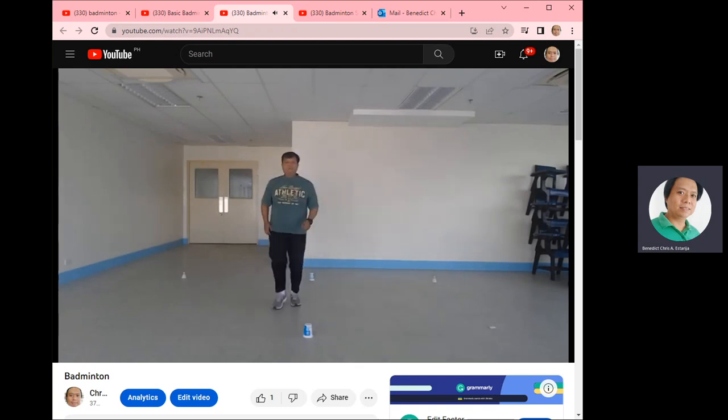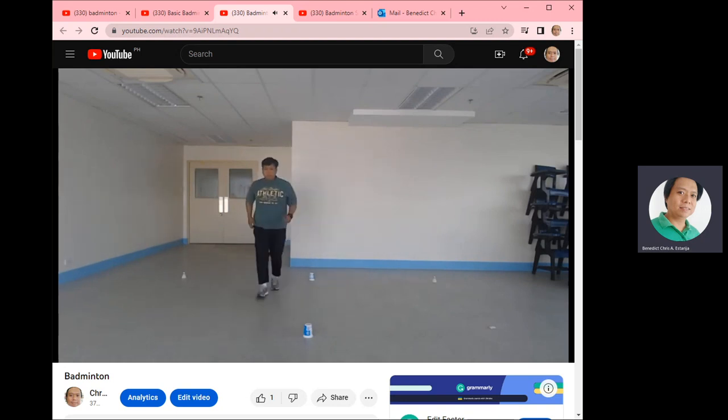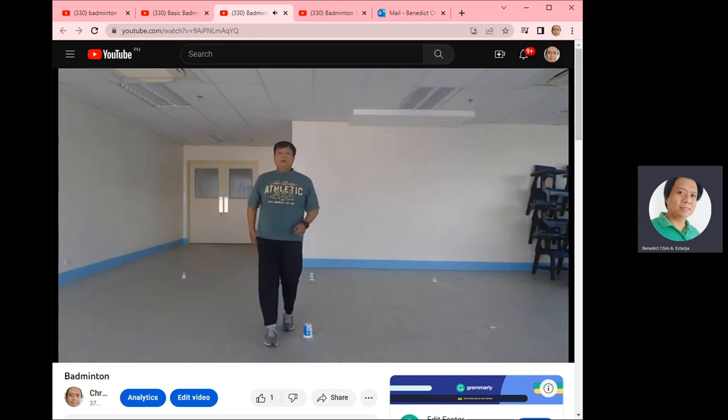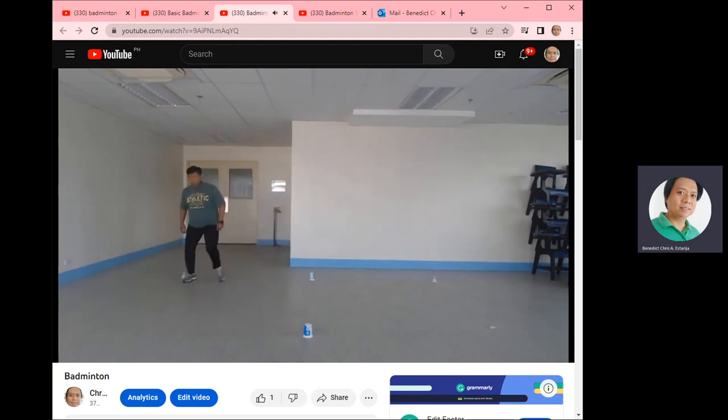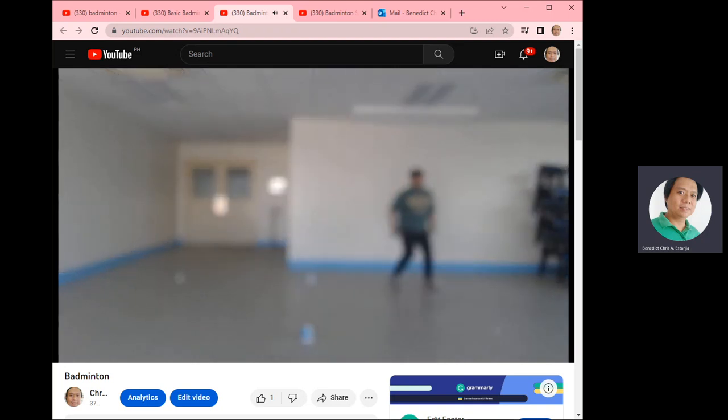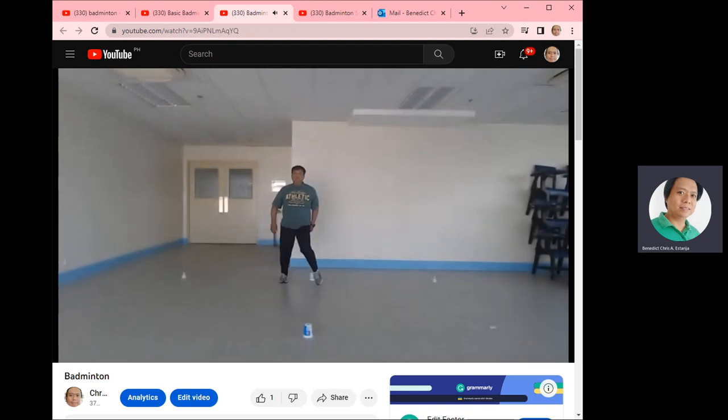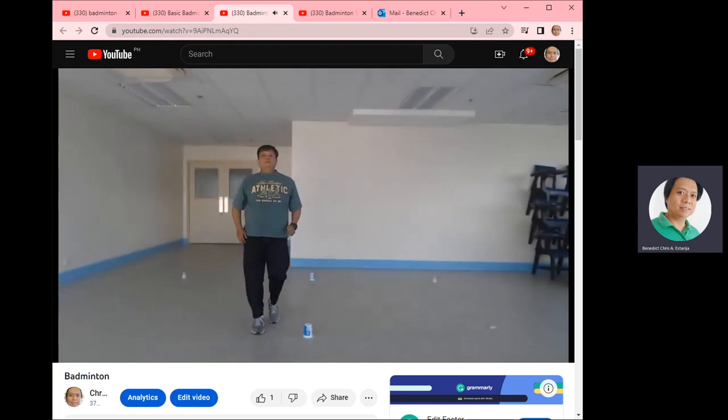Three sets. Then jump forward, back pedal. Okay, three sets. It's one. Two. And then three. Then we're going to be doing T run. So jump forward, back pedal, and then step and slide to the side. Step and slide to the side. And to the center. Then jog forward. Back.